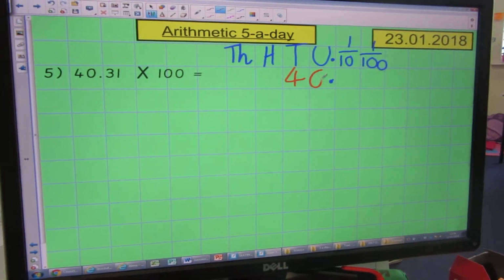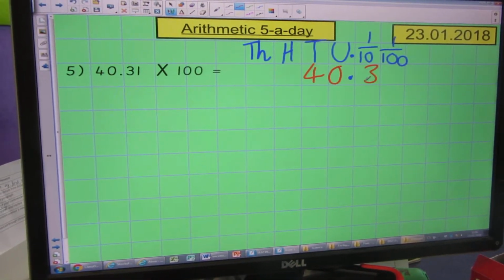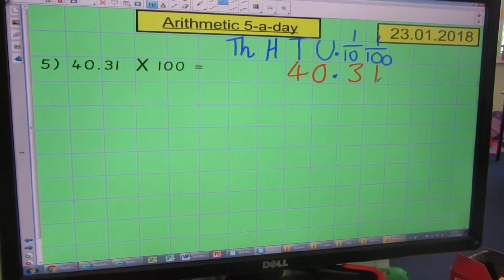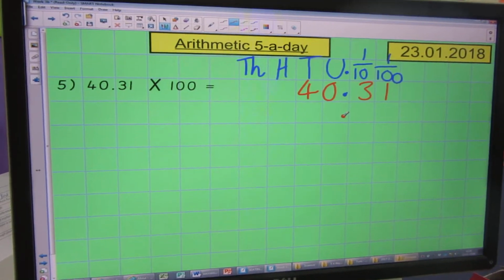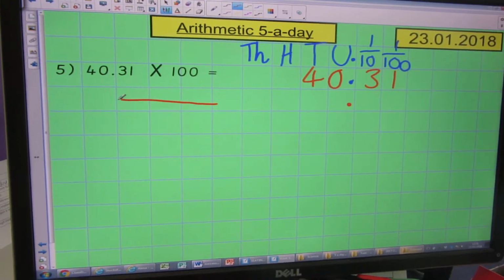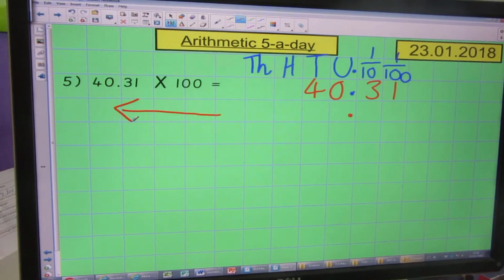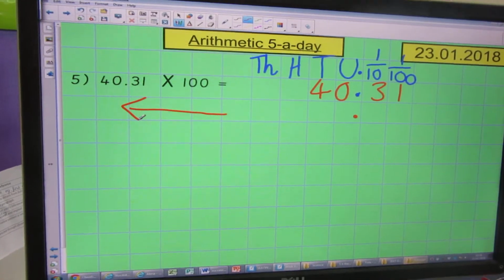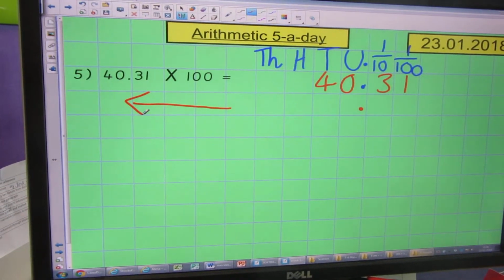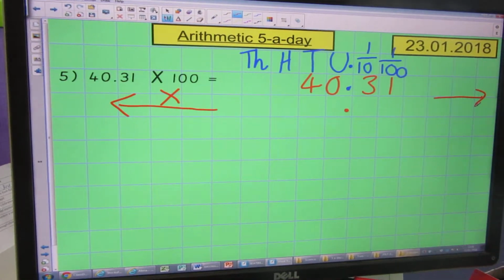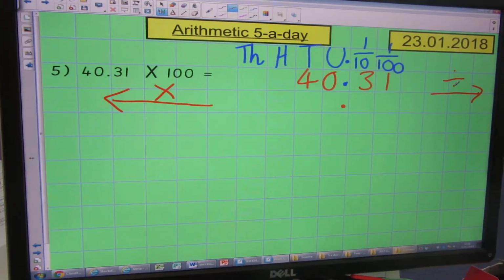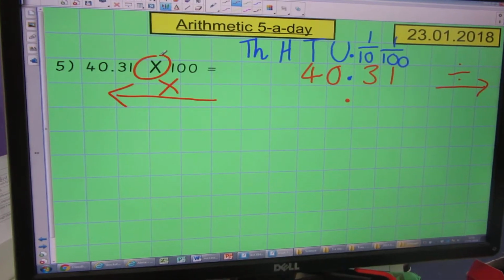I've got 40.31. Okay? I'm timesing by 100. If I'm timesing, which direction am I going? This way. I'm moving my digits this way because it's getting bigger. If it's going this way, what am I doing? Steffi? Dividing. Lovely. The question says times, so I'm going this way.